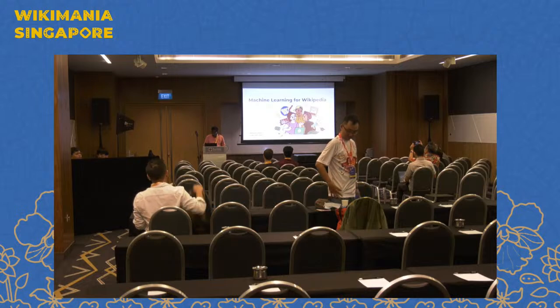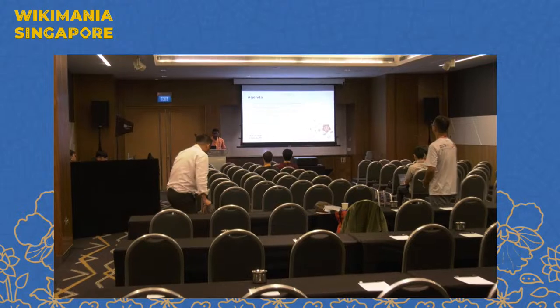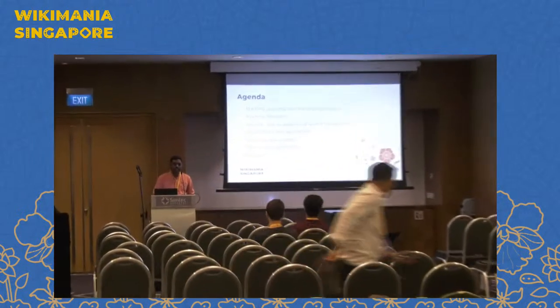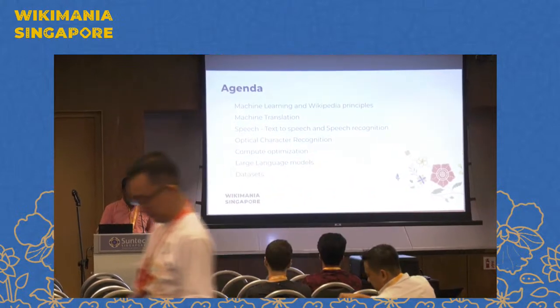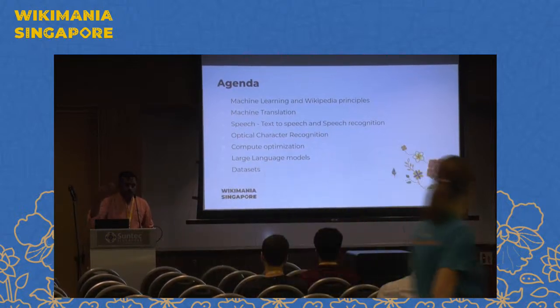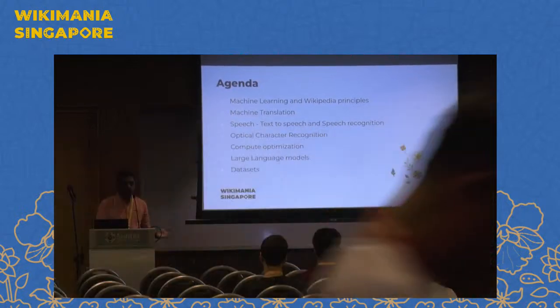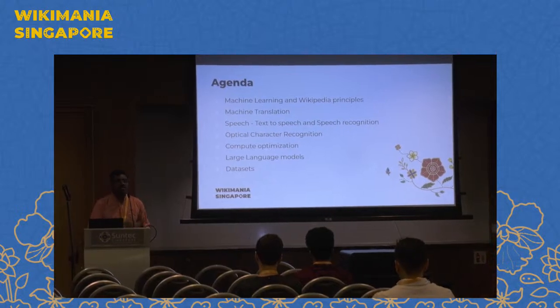I will start with stating my agenda. I'll first go through some of the guiding principles that you need to be aware of when you are working with machine learning related projects in Wikimedia. And second, I will go through a list of projects that we are currently using, and something that you can use for your personal purpose, just for fun, or for various other purposes.